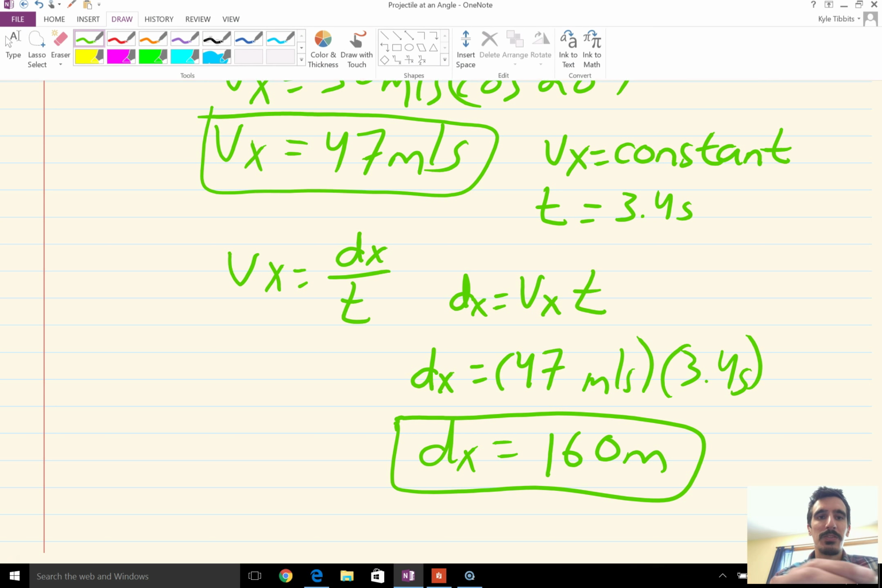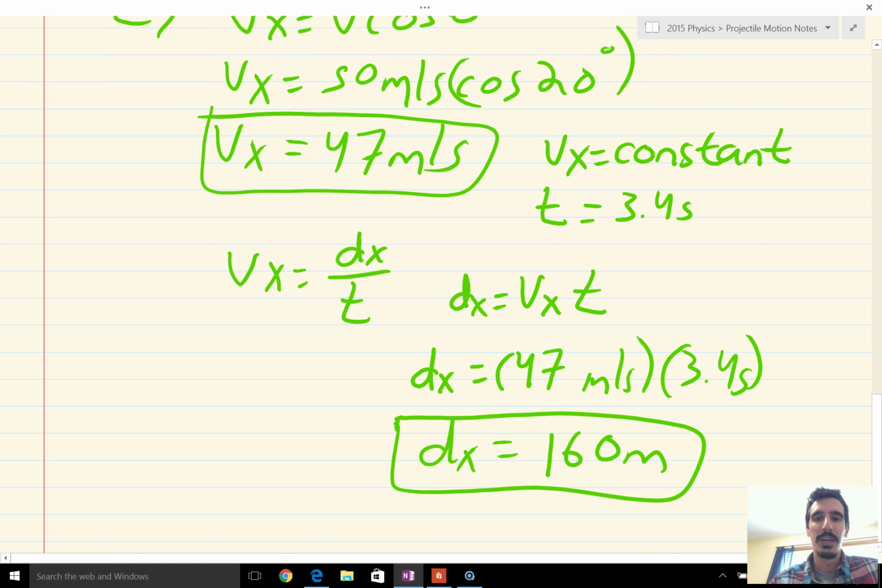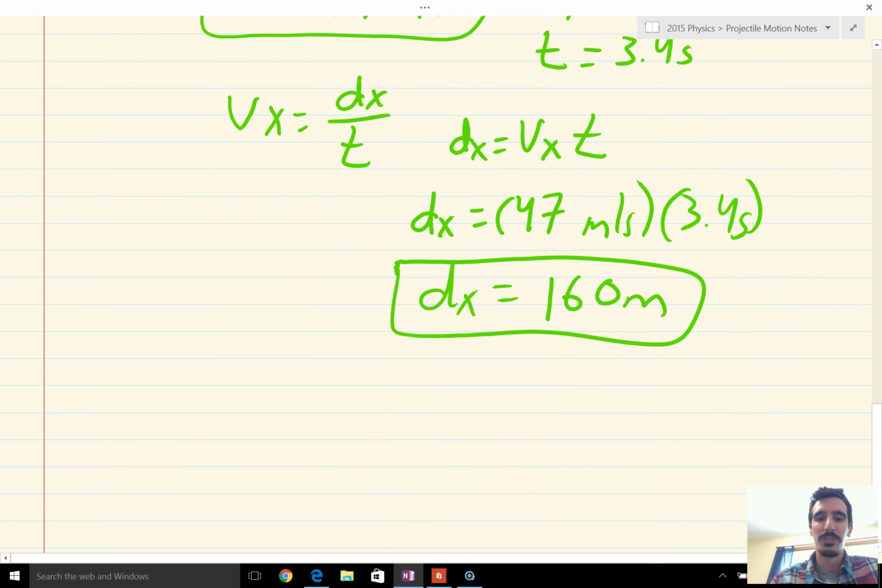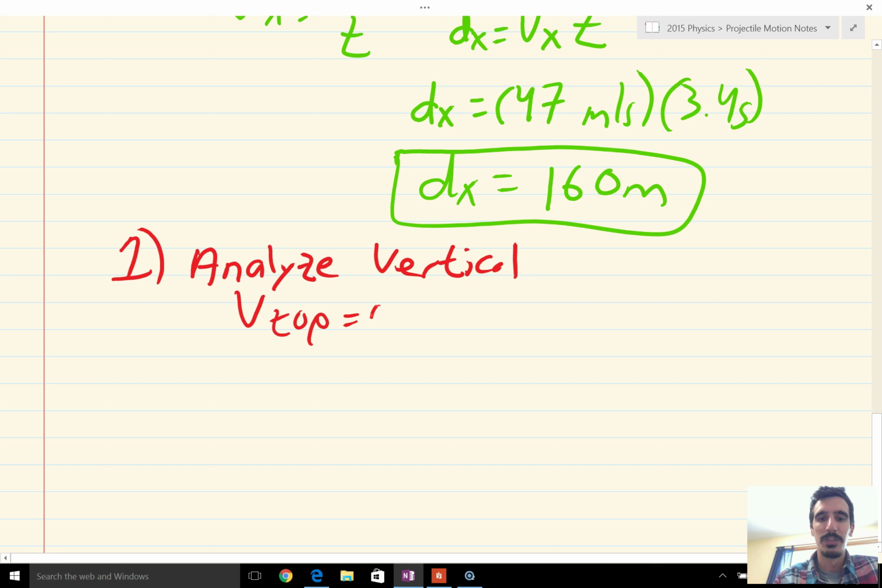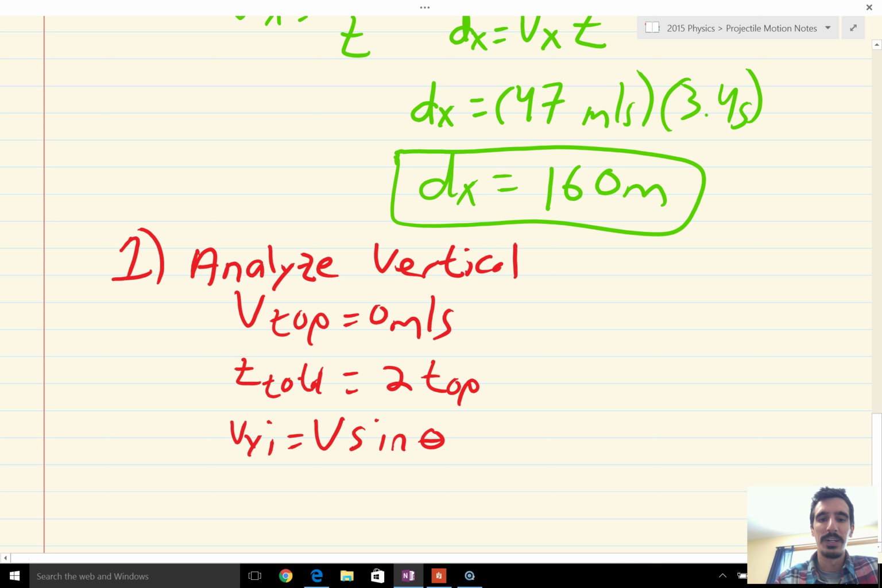So remember, when you're solving this problem, or any problem when an object is launched at an angle, always do the vertical motion first. Step 1, analyze vertical. And we know in the vertical motion, Vtop is 0 meters per second. And the total time is twice the time to get to the top. And we have to know that the initial vertical velocity, Vyi, is V sine theta. You always want to find that first.